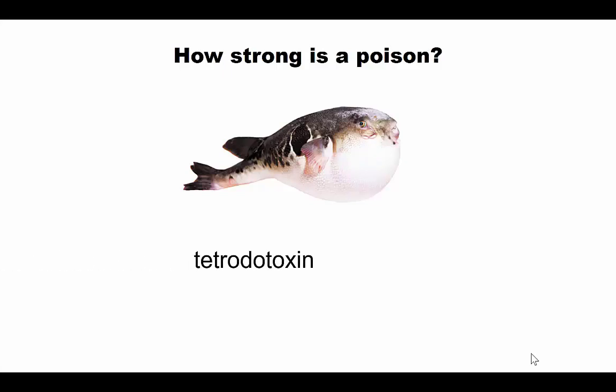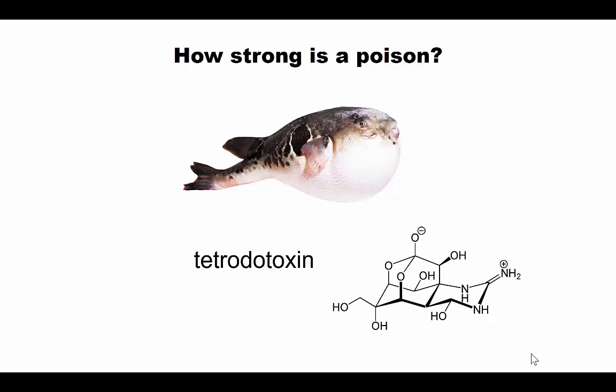The toxic material the fugu generates is called tetrodotoxin. And the structure of tetrodotoxin is like this. It has a multicyclic structure and looks quite complicated and also quite unstable. Maybe that's why it can cause some severe chemical reactions in the biological system.